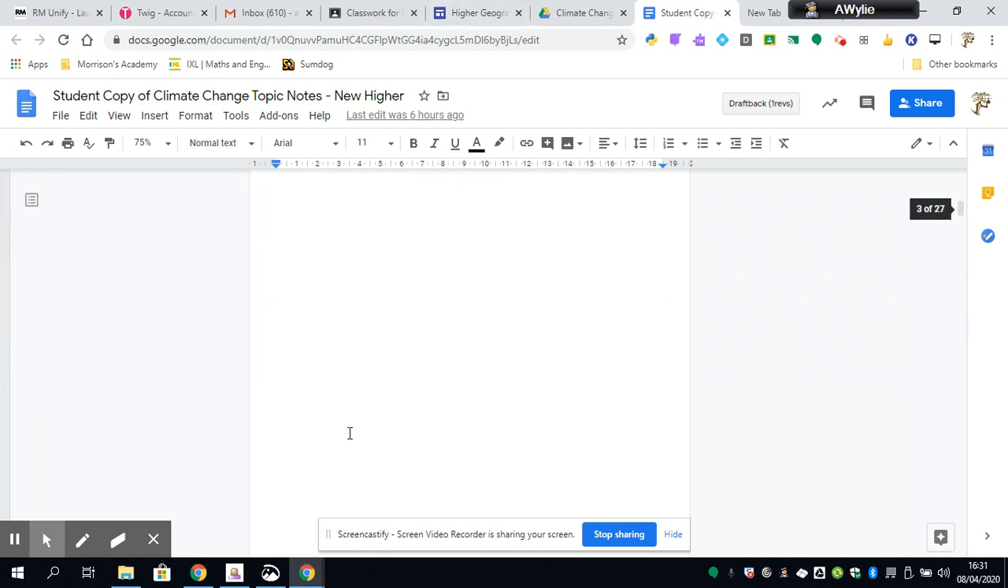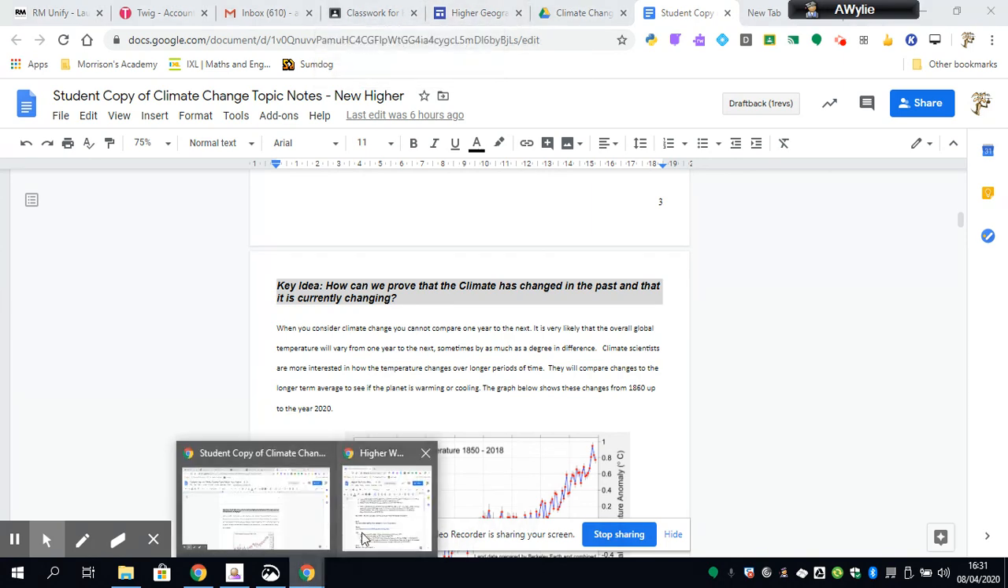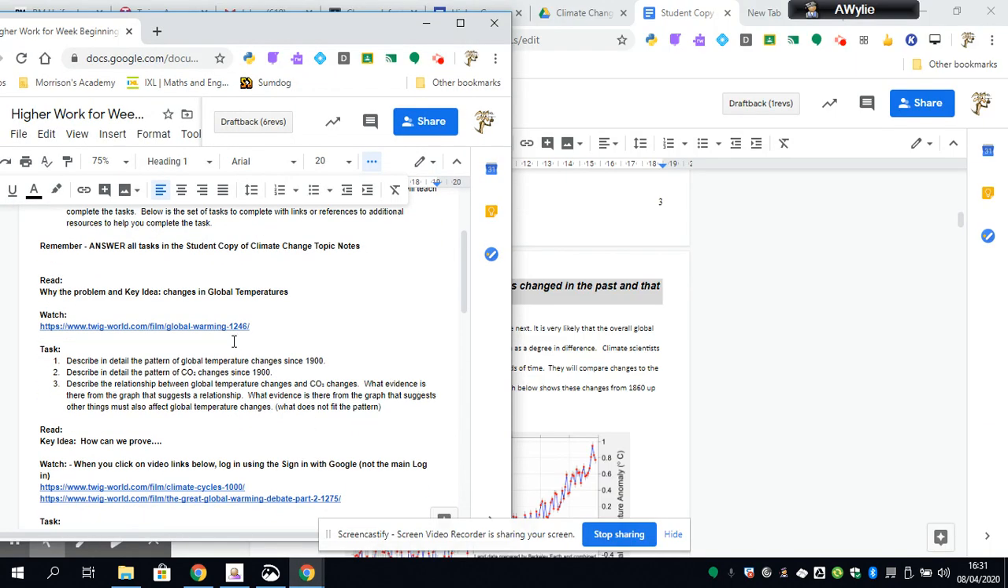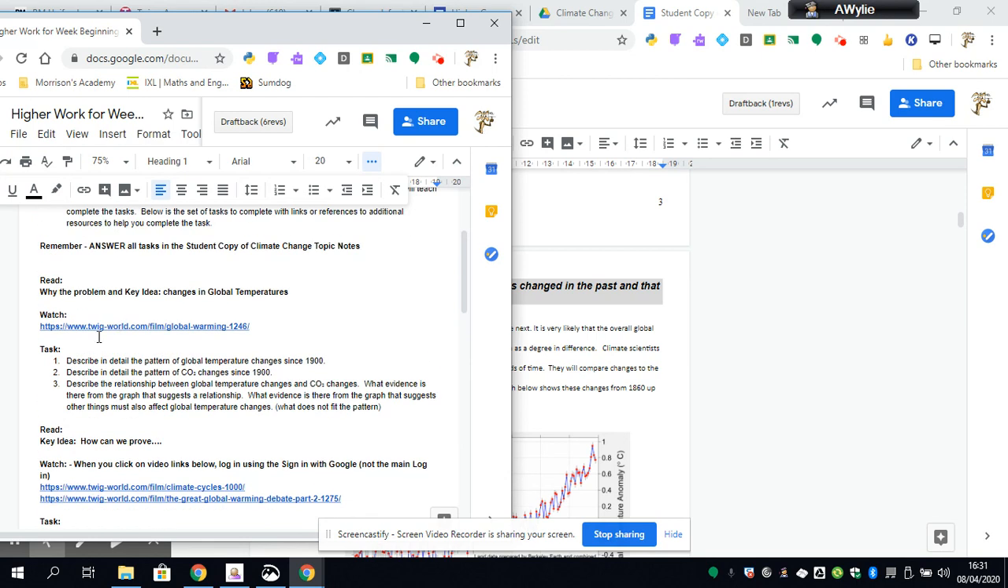So our next task relates to this key idea. If we have a little look at the assignment, we can see that we are looking at this: how can we actually prove it's happening? Now at this point, just like before, there are some Twig videos I'd like you to watch.